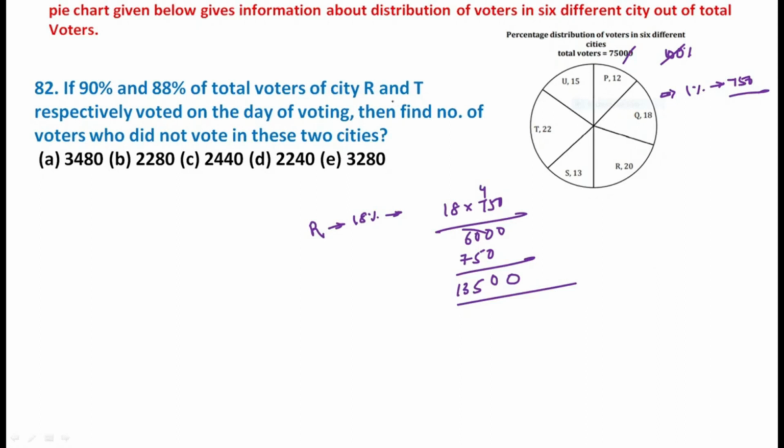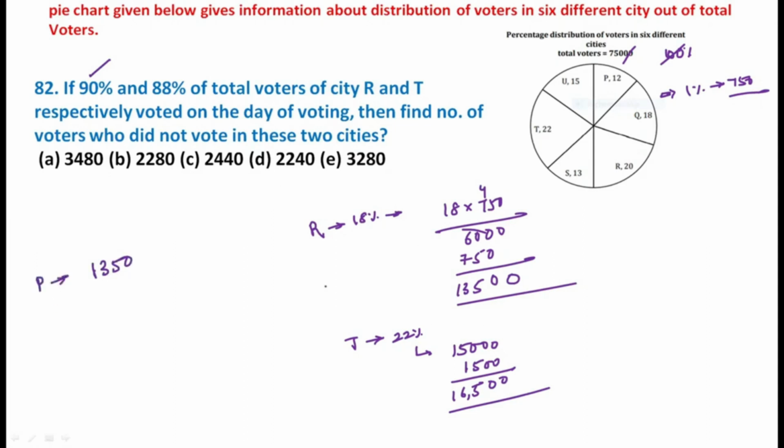The next one, city T, is 22 percentage. 22 percentage means 10 percentage is equal to 7,500, so 20 percentage is 15,000, and 2 percentage is 1,500 only. Now you get the value 16,500. So 90 percentage cast their vote, which means those who did not cast their vote are only 10 percentage, which means 1,350 for R not voting.